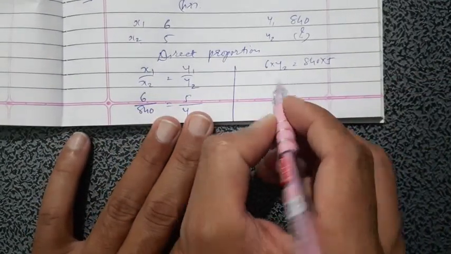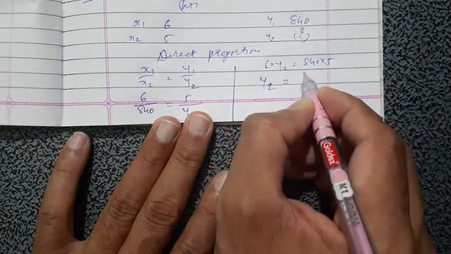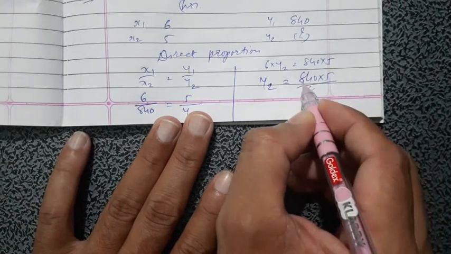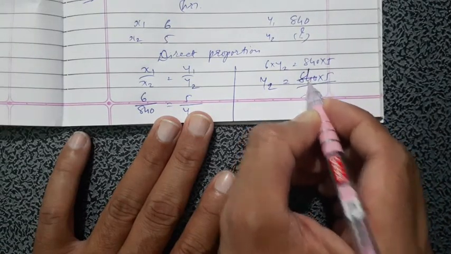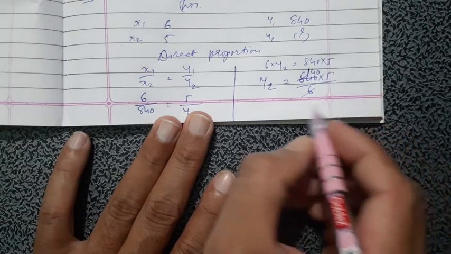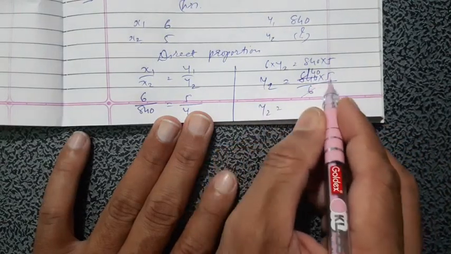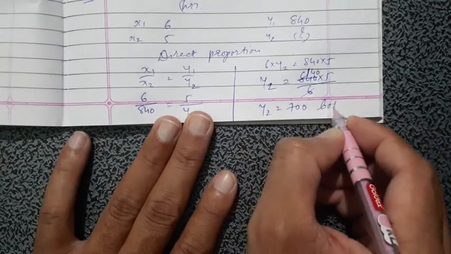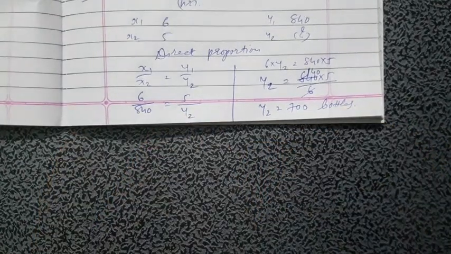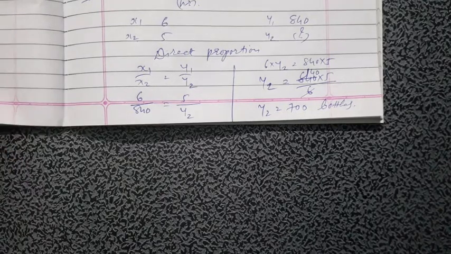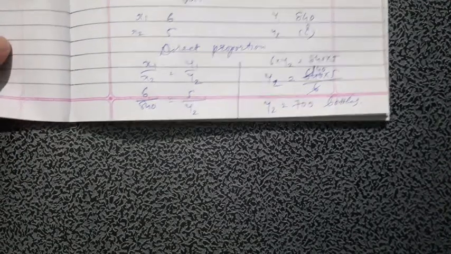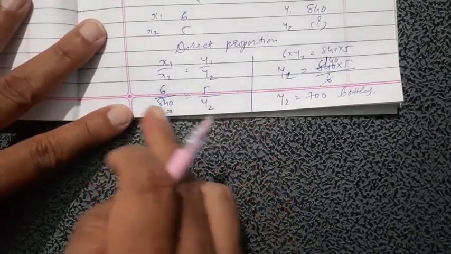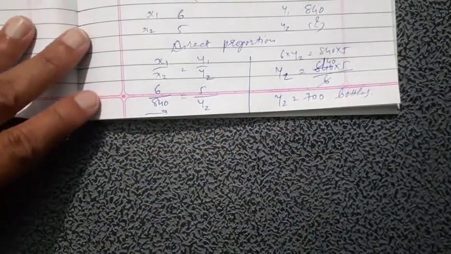Change the side of 6. So y2 equal to 840 into 5 divided by 6. Cut that one. 6 ones are 6, 6 fours are 24 and 0. So y2 equal to 700 bottles. Right? That means in 5 hours 700 bottles fill. You just write down the sentence at last. Okay? Next question.